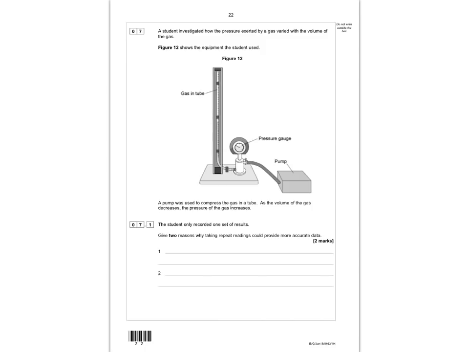Question 7.1 says the student only recorded one set of results. Give 2 reasons why taking repeat readings could provide more accurate data. And it's worth 2 marks. You get 1 mark for each of the correct responses you give to why it would improve and allow them to collect more accurate data.